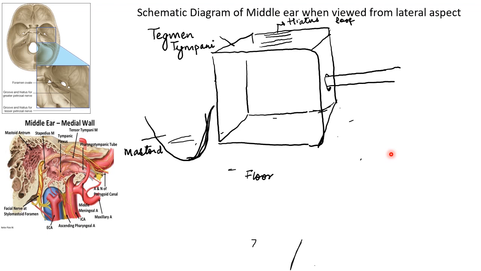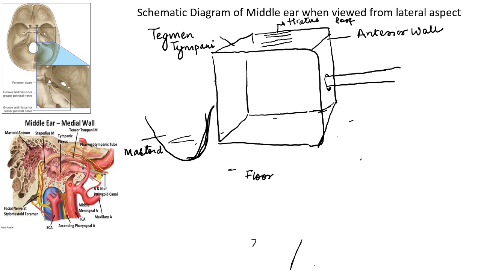The next structure which we are going to study is the anterior wall. So this is the anterior wall. Now first look at this picture. The anterior wall. We have completed the roof, okay? We have completed the roof. Now we are here.